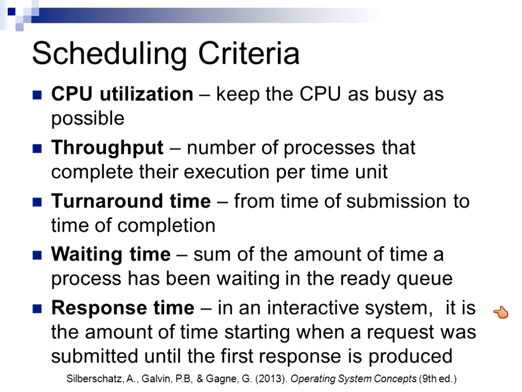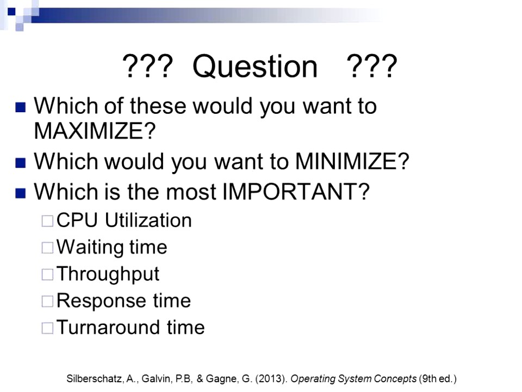So we have all this different criteria that the scheduler could use. And I want you to think about for a minute, what is the most important? Which of these would you maximize? In other words, which of these would you want to be a big number? And which of these would you minimize? Which would you want to be very small? And is there something here that's very important?